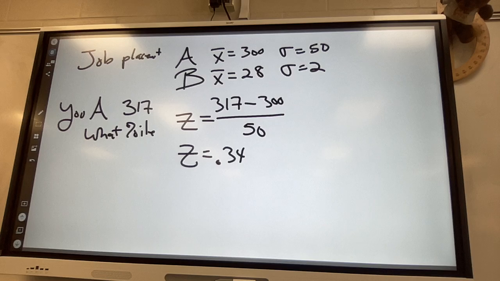0.34 is about the 63.3 percentile. Say yep. Cool.